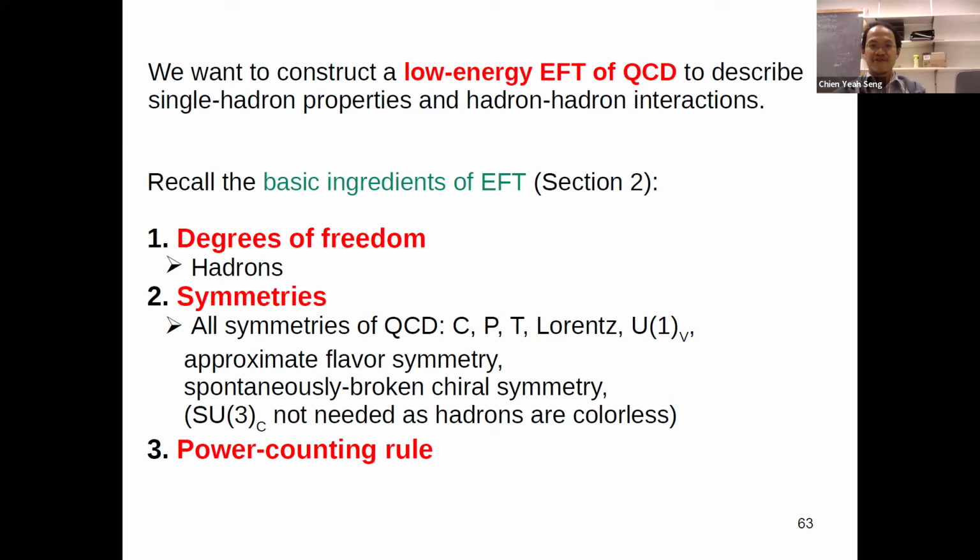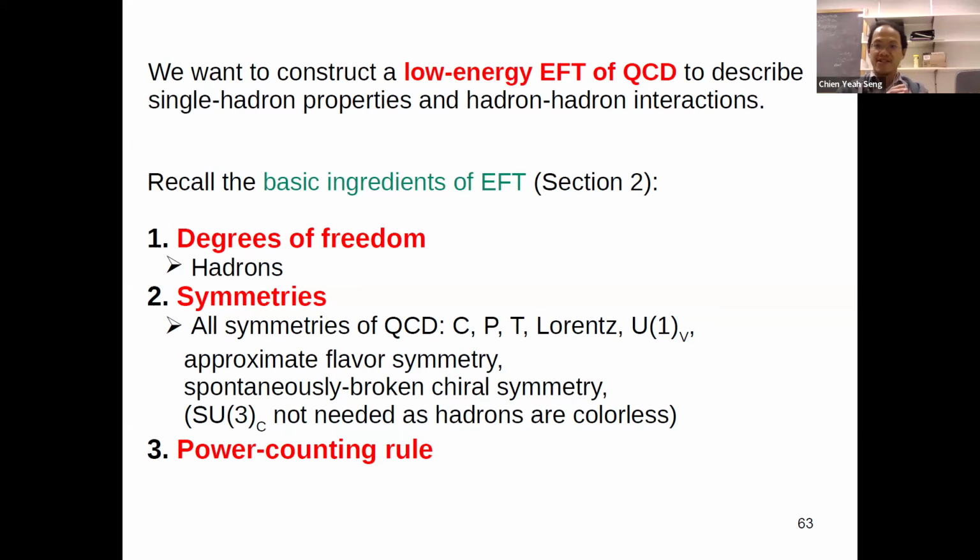So the discrete symmetries are C, P, and T, and then the continuous symmetries are Lorentz symmetry and the U(1)_V symmetry. Also there are approximate symmetries, namely SU(2)_V or SU(3)_V, and more generally the chiral symmetry, which has to be spontaneously broken into the ordinary flavor symmetry. Meanwhile, we do not need to consider the color gauge symmetry because all the hadrons are colorless, so they don't transform under the color gauge symmetry.